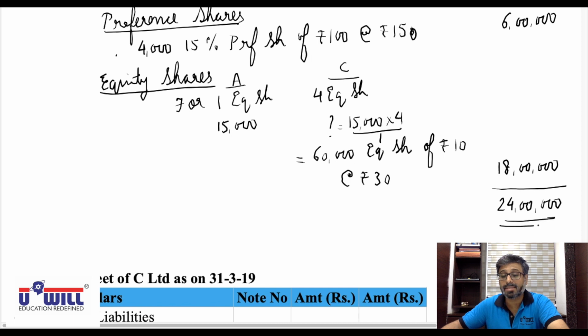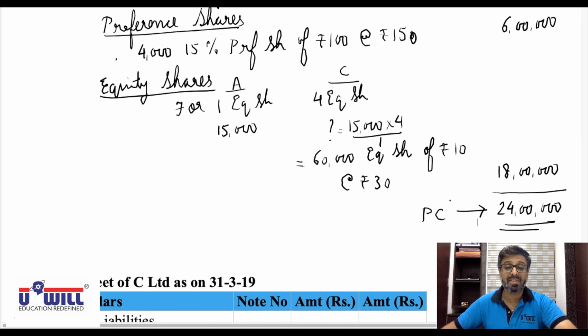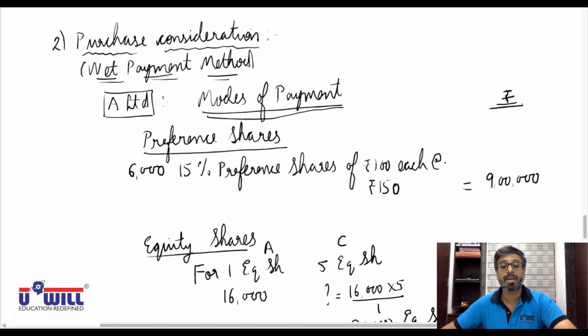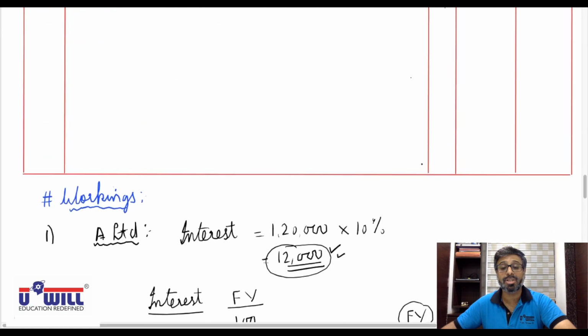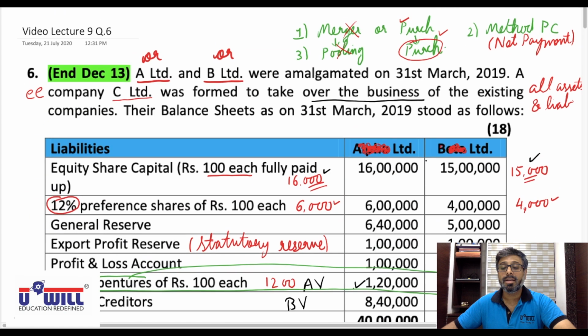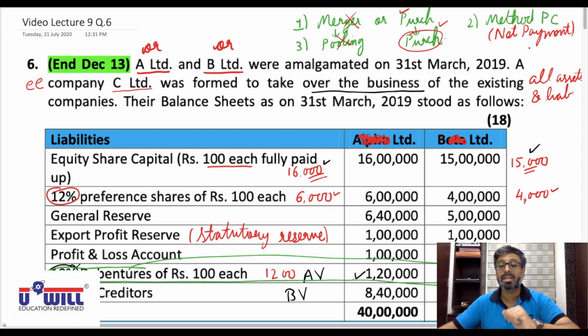24 lakhs. So if at all there is any confusion, I repeat, all of you must pause the video, rewind it, and understand once again properly how to find a purchase consideration. Second thing we decided in the question, method of purchase consideration, it is the net payment method. Now third thing, purchase method of accounting is to be followed. What is to be done in purchase method of accounting, we will see the workings in detail once we take up the journal entries.